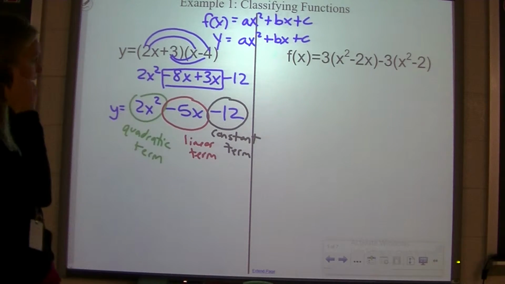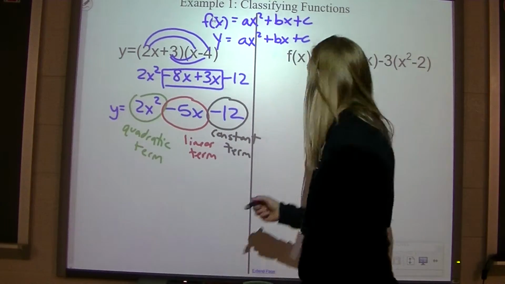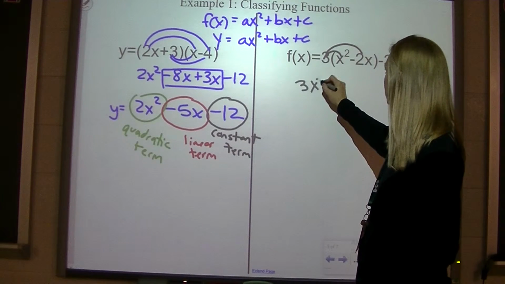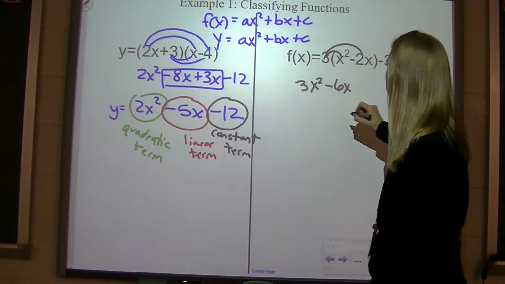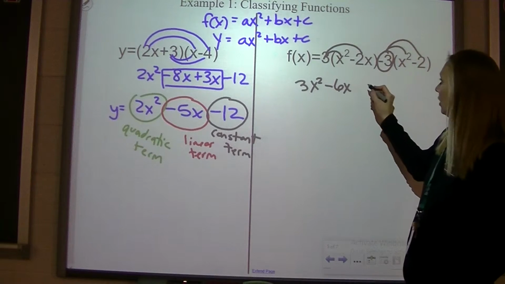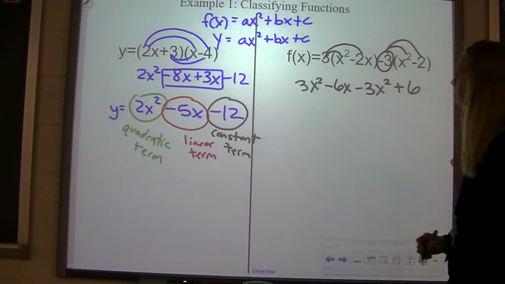Okay, so then we do the same for this. Again, function notation, we simplify. So I'm going to distribute the 3. So I'll have 3x squared minus 6x. And then here I'm going to distribute the negative 3. So I'm going to do minus 3x squared plus 6.